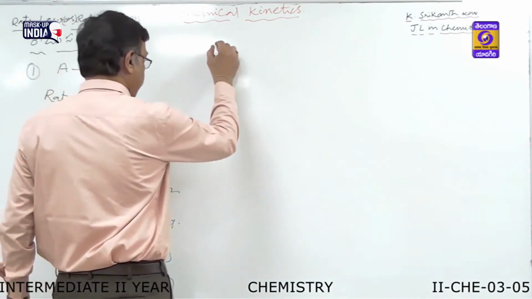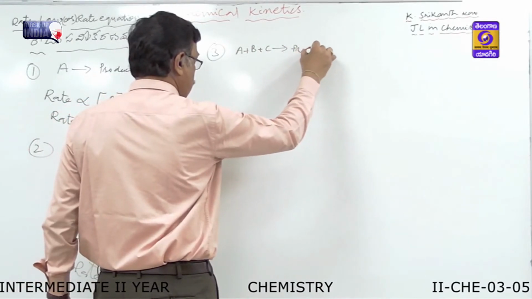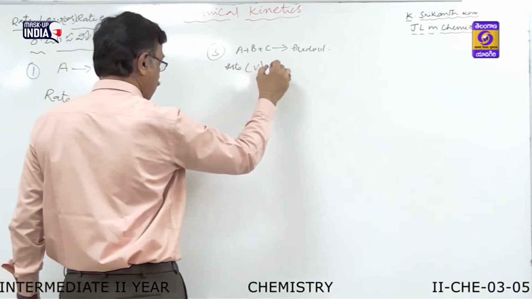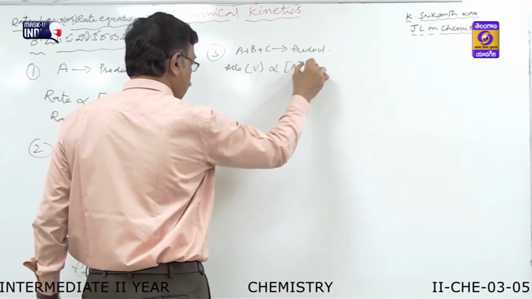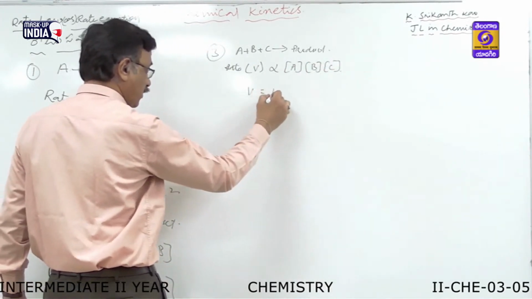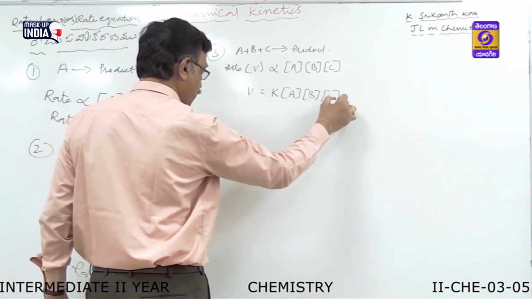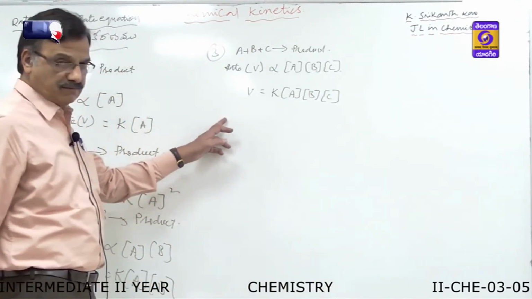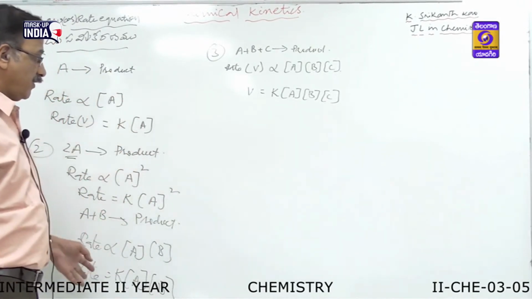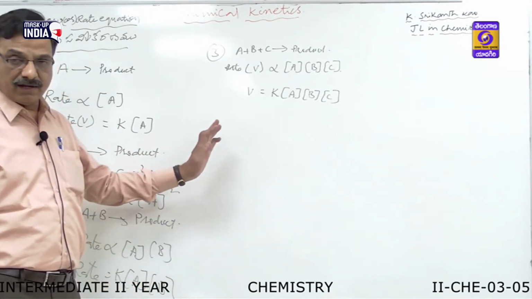అలాగే A plus B plus C giving products. The rate of the reaction V is proportional to concentration of A, concentration of B, and concentration of C. So V equal to K into concentration of A, concentration of B, and concentration of C. This is also a rate equation. ఈ విధంగా మనం రేట్ సమీకరణాన్ని డిఫరెంట్ గా రాయొచ్చు. Differently, for different equations we can write the rate equation.